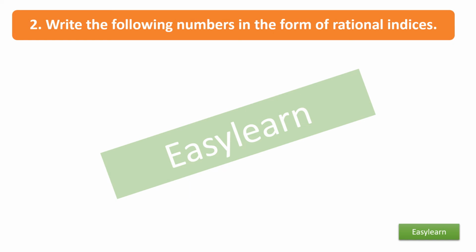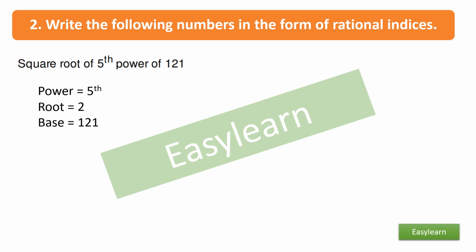Next, write the following numbers in the form of rational indices. First, the square root of the 5th power of 121. So let us first write down what all things we know. We know the power is 5th, the root is 2 and the base is 121. So we write it as 121 raised to 5 upon 2.